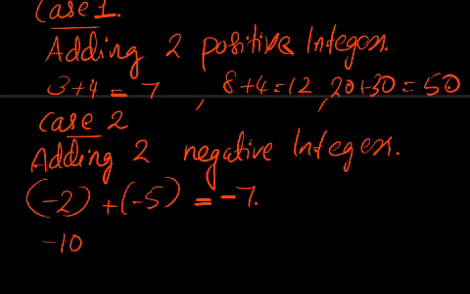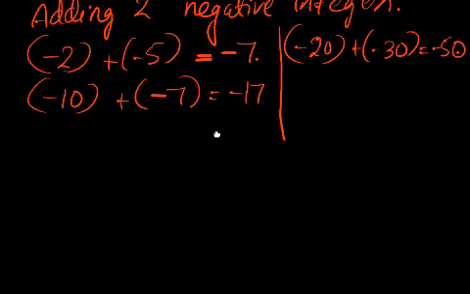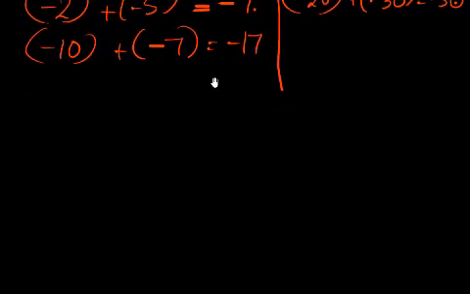Another example, -10 plus -7. This is equal to -17. -20 plus -30. This is equal to -50. So when we add two negative integers, the answer will also be negative.